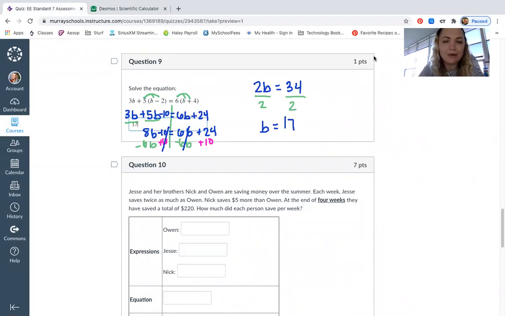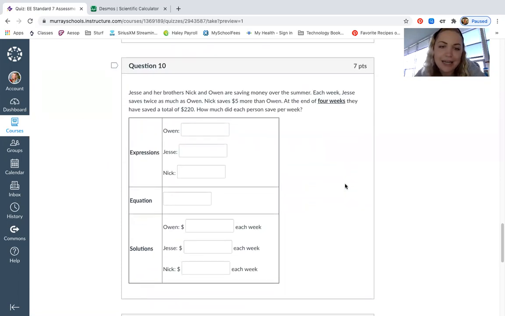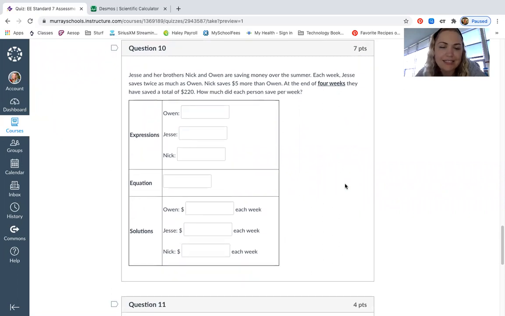Okay, let's talk about question number 10 and 11. So Jessie and her brothers, Nick and Owen, are saving money over the summer. Each week, Jessie saves twice as much as Owen. Nick saves $5 more than Owen. At the end of 4 weeks, they have saved a total of $220. How much did each person save per week?